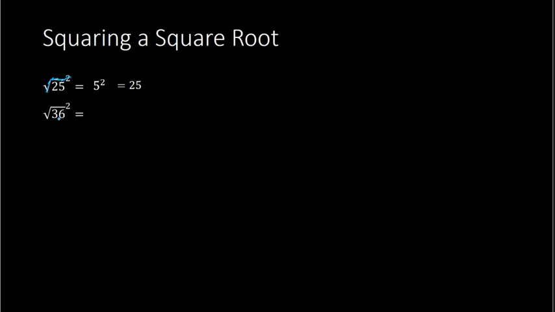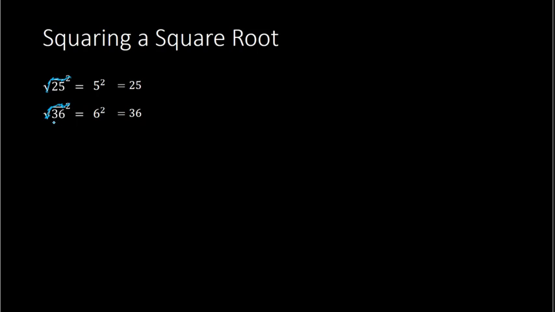All right, let's take a look at another example. Let's say we had the square root of 36 squared. So the square root of 36 would be 6. So what I have is 6, and then that number is squared. So 6 squared is 36. And notice again that the square and the square root cancel each other out. So I'm left with just the 36 on the inside.